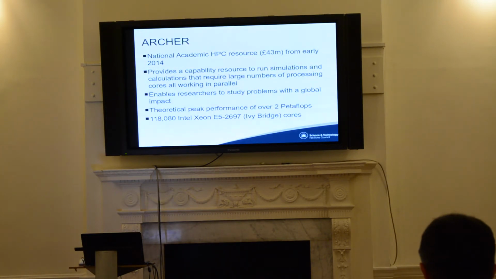But the aim of Archer is to enable researchers to study problems that will have a very large impact on science. And of course, in terms of performance, it is now the UK's most powerful computer. I think that was probably announced last week at Supercomputing, but due to a recent upgrade which has taken Archer to over 118,000 cores, it's now capable of quite an impressive 2 petaflop peak performance. So, on to the next slide.